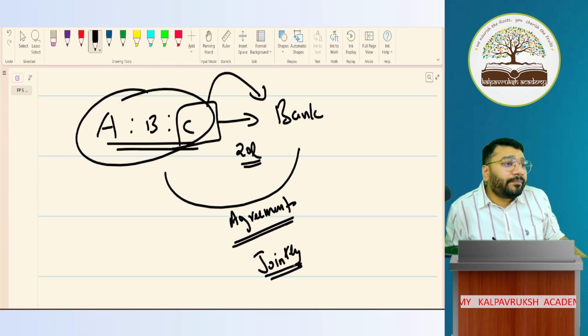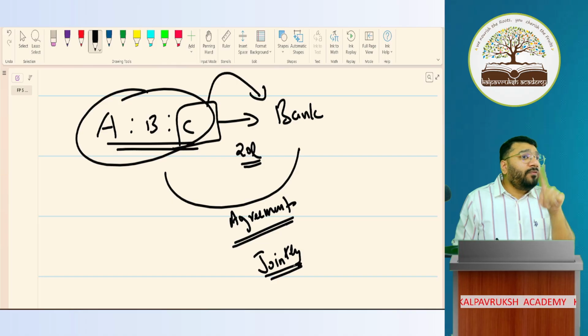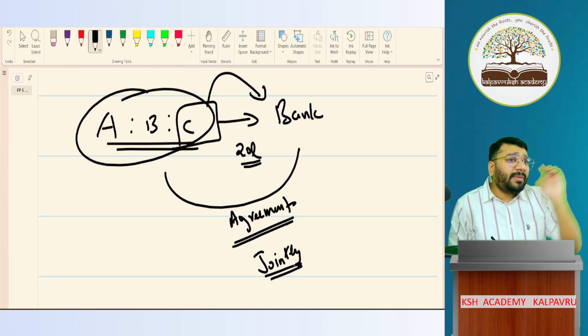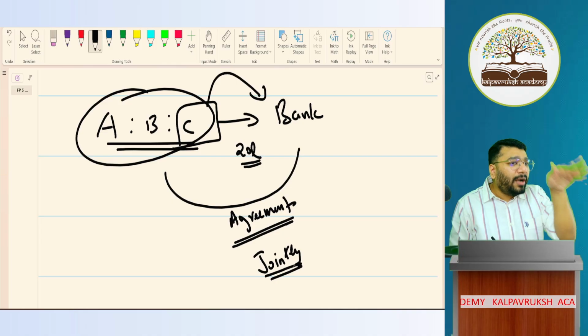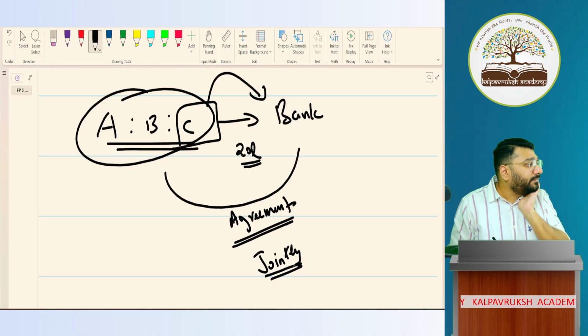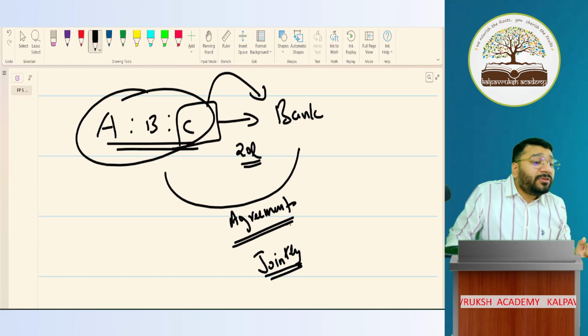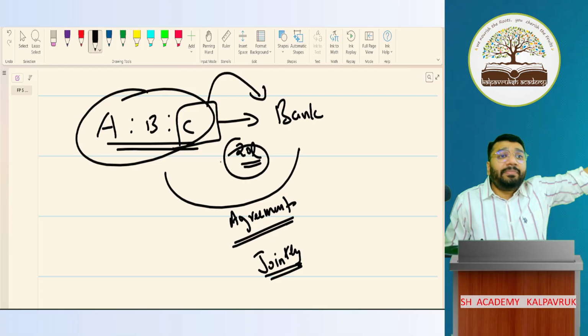Yes or no? C is the person who has taken the loan for the firm, on behalf of the firm. Does it mean that only C will pay the money? Imagine you guys are C. You are taking the loan for whom? For your personal self? Did you take the loan for your own self? No. You took it for the business. This 20 lakh rupees has been deployed in the business.